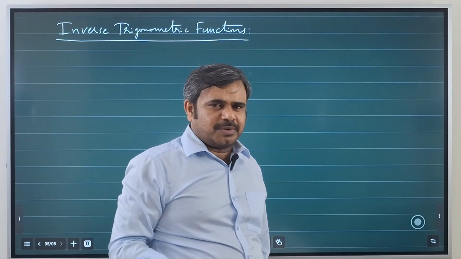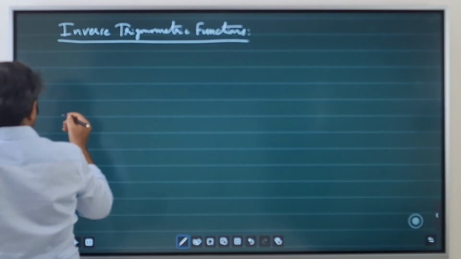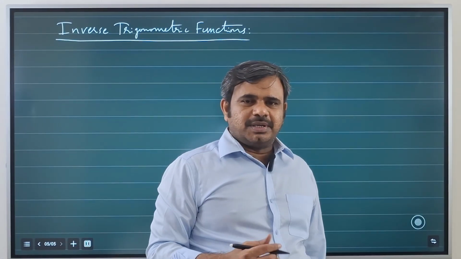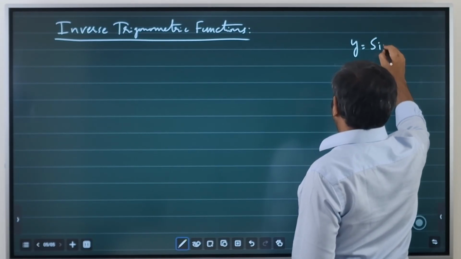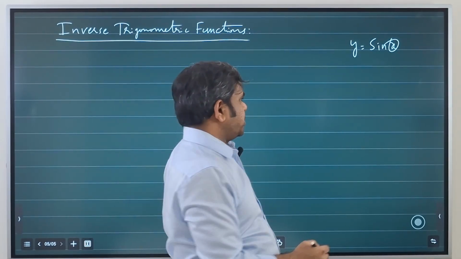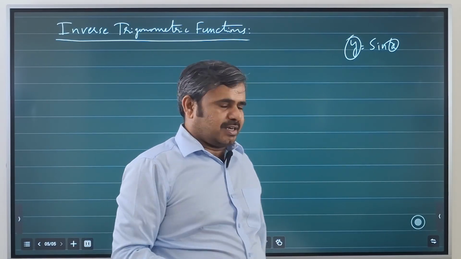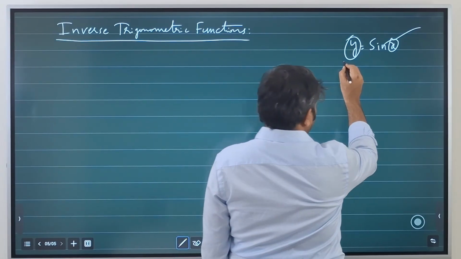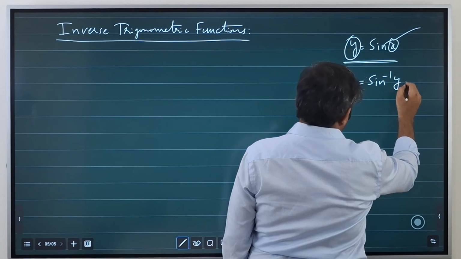What is an inverse trigonometric function? Inverse trigonometric function is basically angle, right? For example, if I have y is equal to sine x, what is x here? X is angle. Y is the ratio. Y is the ratio of two sides in a right angled triangle, and x is the angle. This expression can be written as x is equal to sine inverse of y.